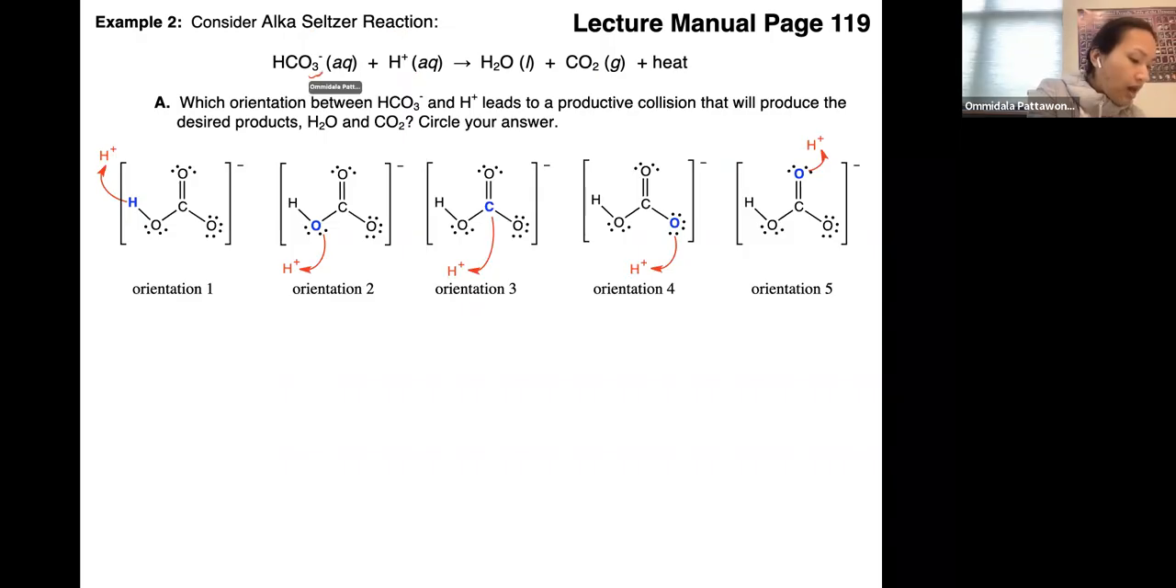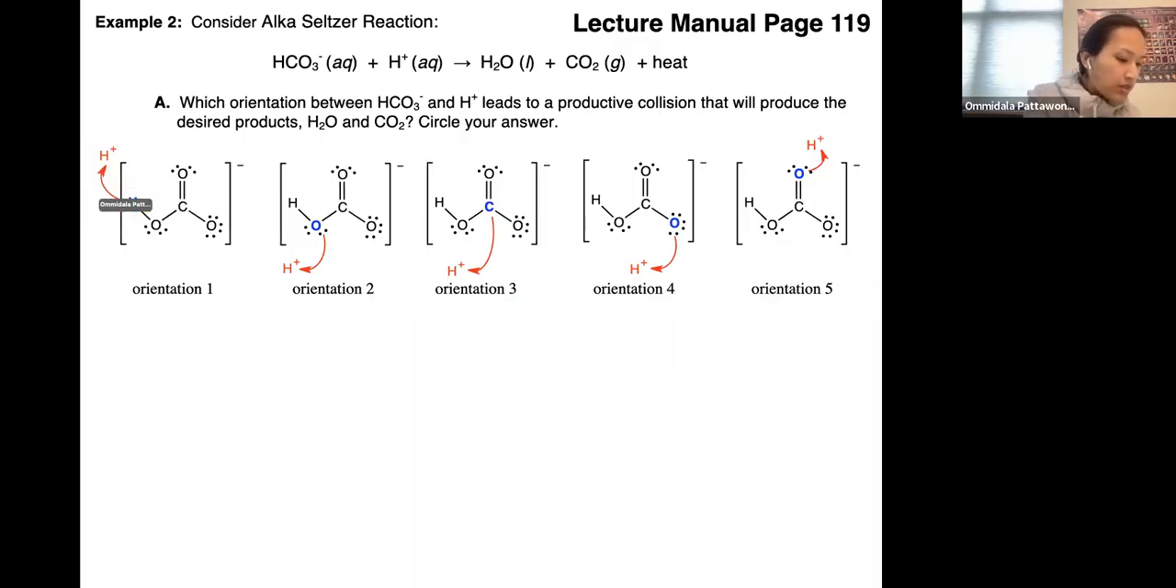So this structure right here is going to represent the bicarbonate. We are going to collide the bicarbonate with the acid. These are the different orientations. We have 5 different orientations where hydrogen can collide. The first one is hydrogen can collide with this hydrogen of the bicarbonate.